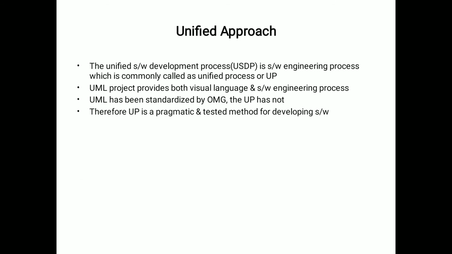Next is the unified approach. The unified software development process in software engineering is commonly called the unified process or UP. The UML project provides both a visual language and a software engineering process. UML has been standardized by OMG, that is the Object Management Group, while the unified process has not. The unified process is a pragmatic and tested method for developing software.